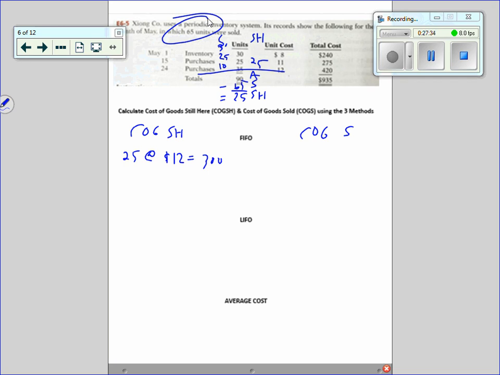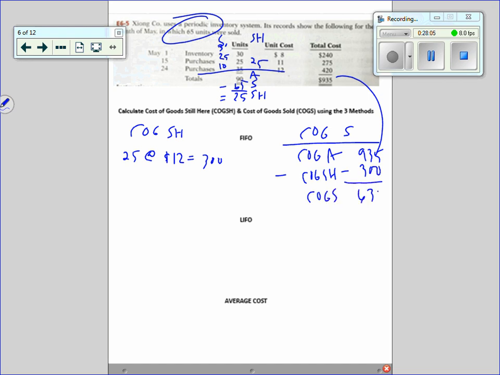Inflation goes up. Now we can come over to this side and finally figure out, based on FIFO, the first things that came in were the value. But we have to do a little equation. Cost of goods available. Where do I get that number? 935 minus what I just did over here. Cost of goods shush equals cost of goods sold. The cost of stuff that left. 635. Did I do my math right? Does it seem easy? Good.